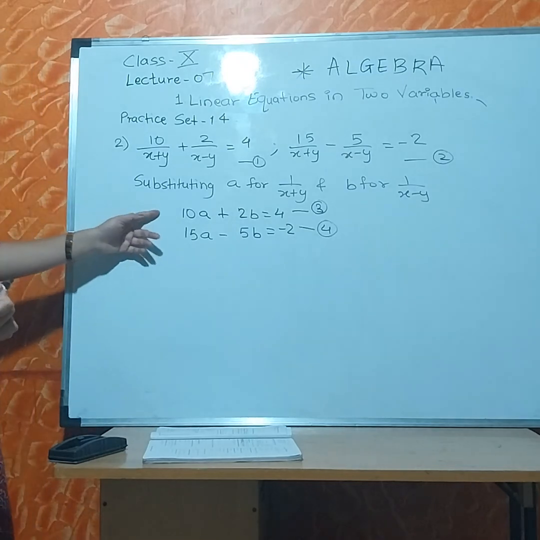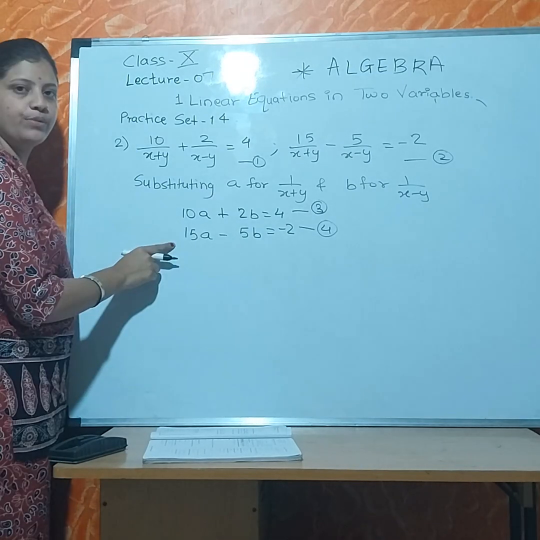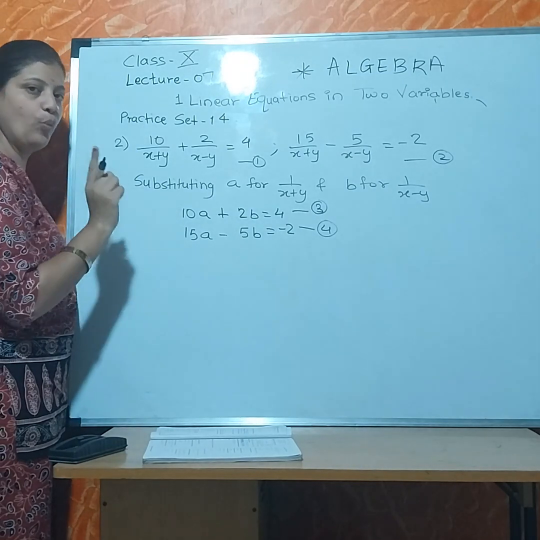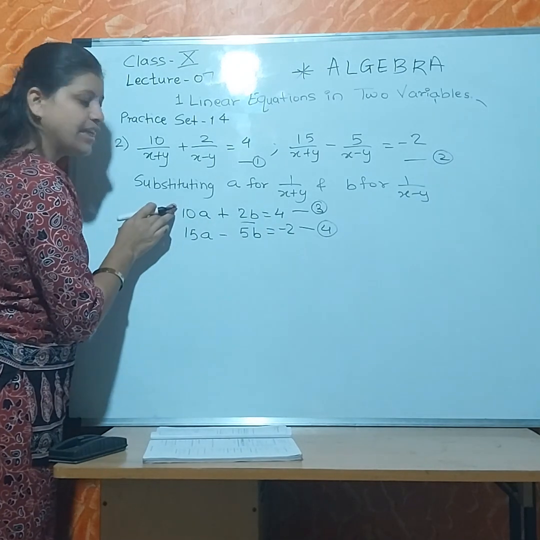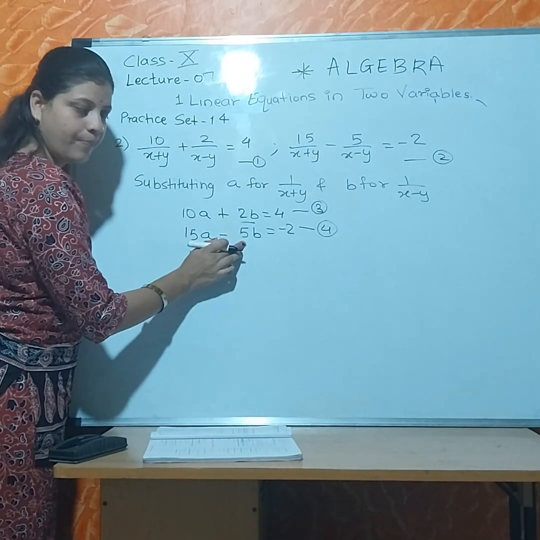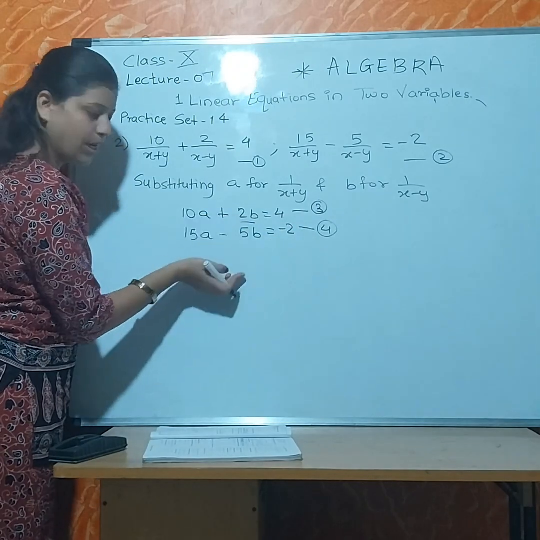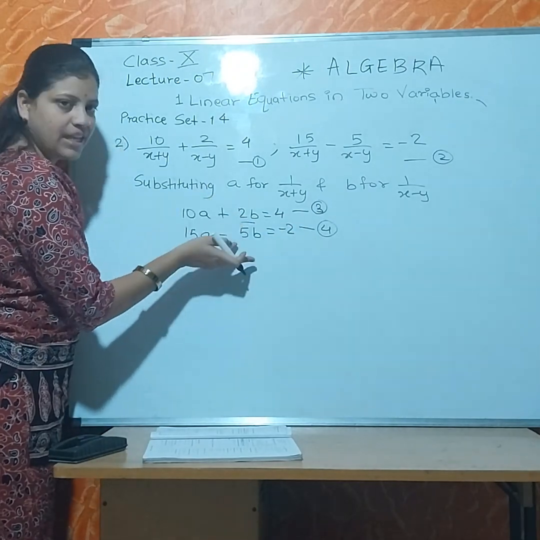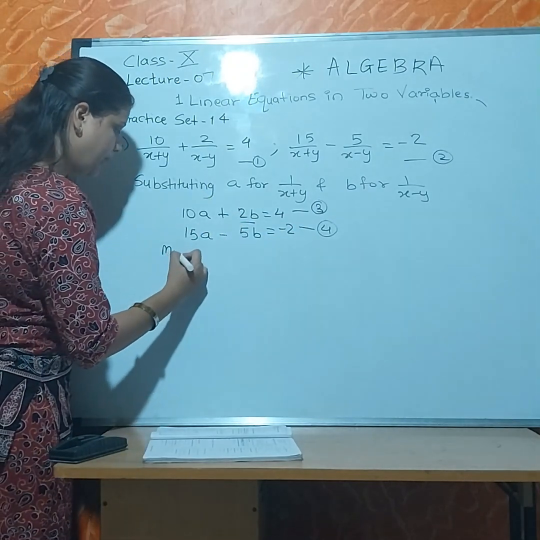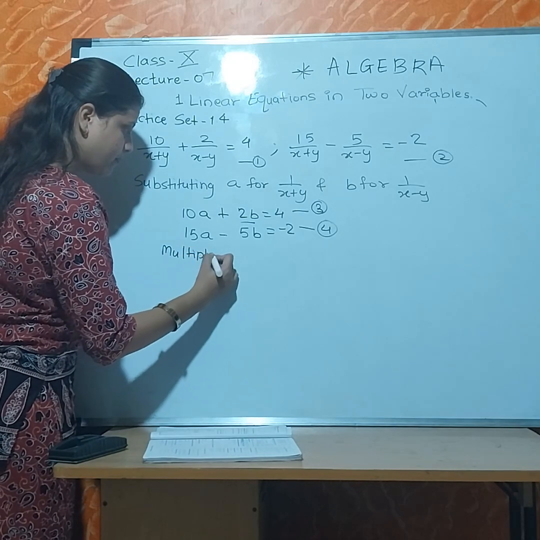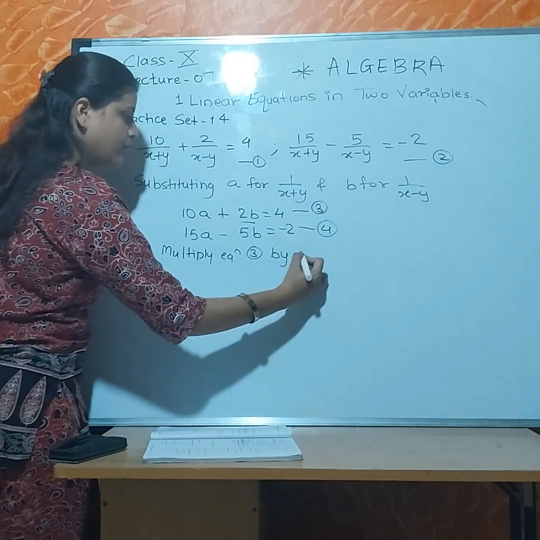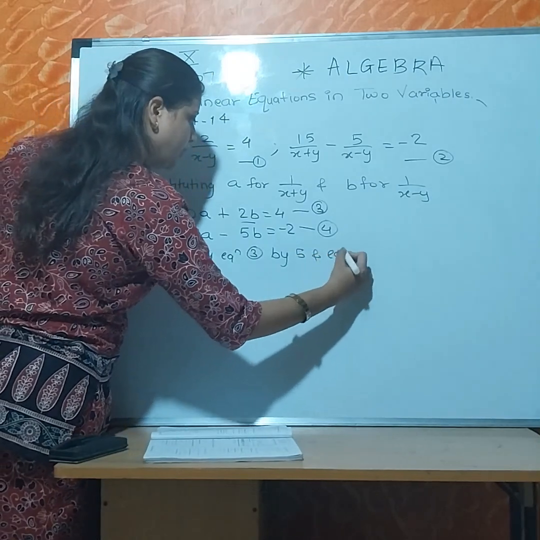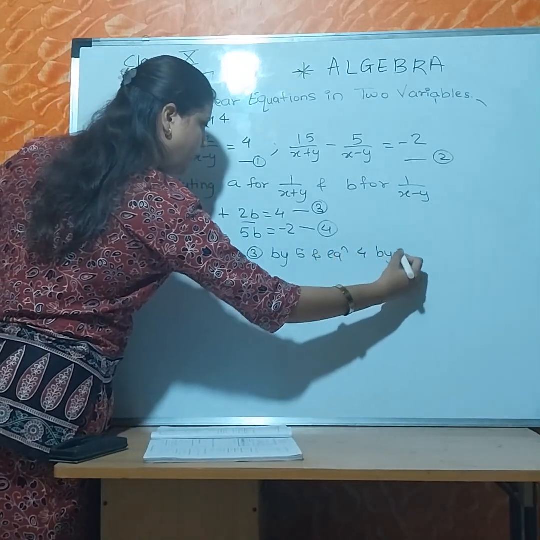Now we have to solve these both equations. We need to make the coefficients of one variable equal. For equation number 3 we can multiply by 5, and for equation number 4 we can multiply by 2. We can reversely multiply. So multiply equation number 3 by 5 and equation number 4 by 2.